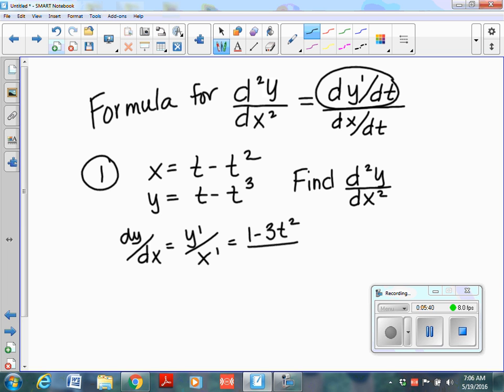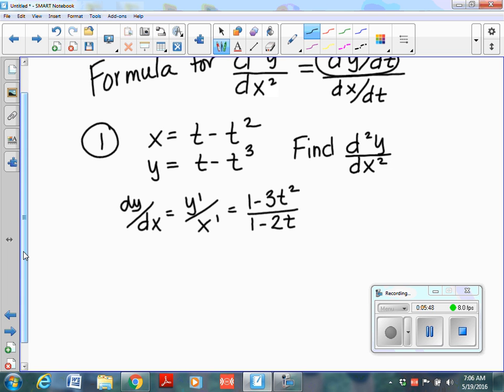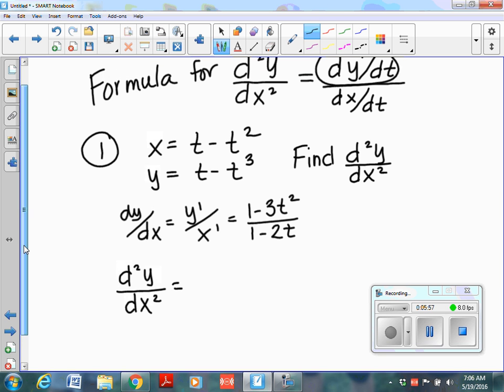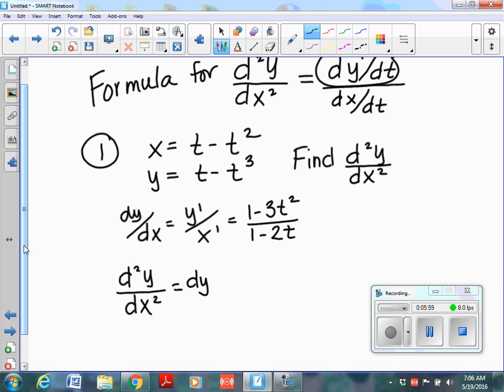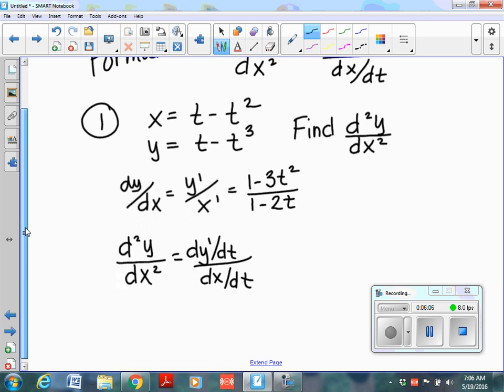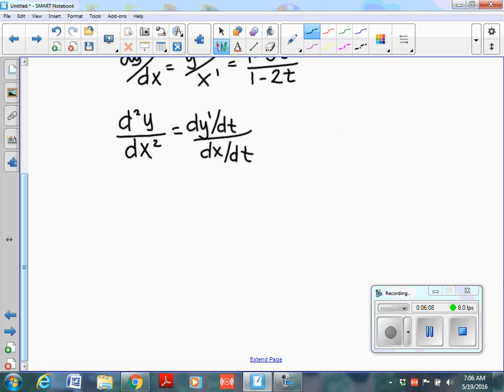X prime is 1 minus 2t. So far, so good. We found the first derivative. Now, how do we find the second derivative? d squared y over dx squared is equal to, I'll write it down again, dy prime dt over dx dt. So, this is how you do it.